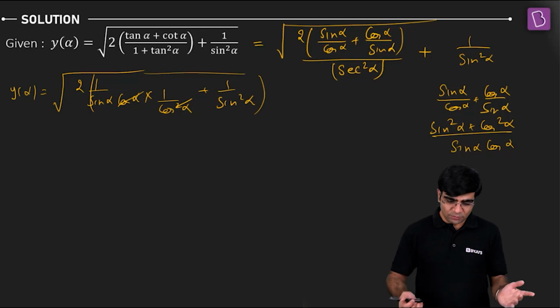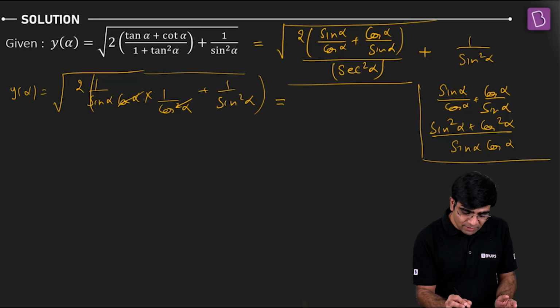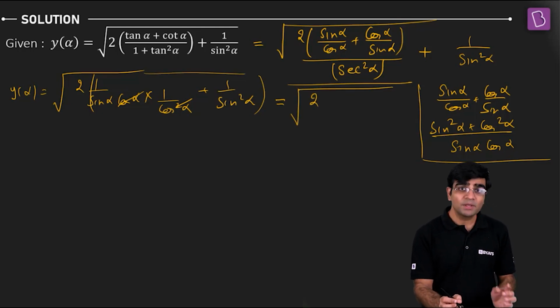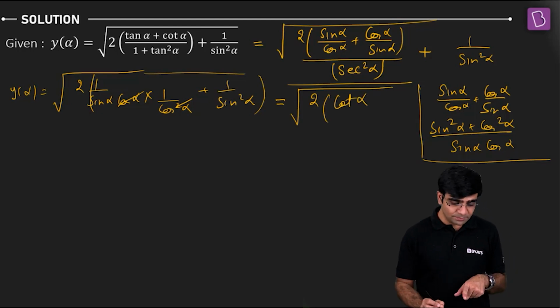Can I solve it further? Yes, of course I can further simplify it. How will I do that? This thing will become nothing but under root of 2 times of cos alpha by sine alpha, which is nothing but cot alpha. So 2 times of cot alpha.